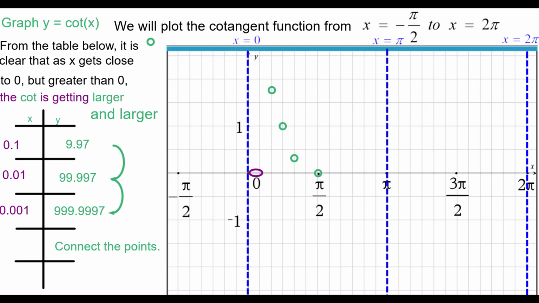So let's go ahead and connect the points now. In fact, for emphasis, we're going to extend that asymptote up a bit so we can see that as x gets closer to 0, this green curve gets larger and larger, closer to the asymptote without touching it. But let's look at that a little bit more.